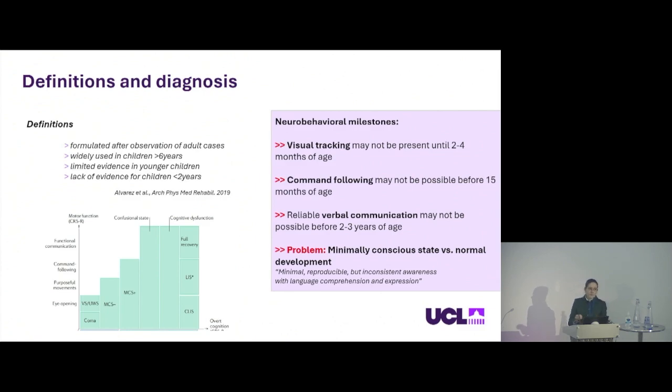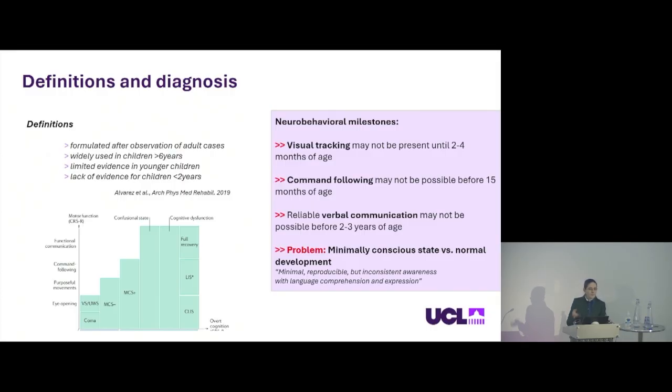But the problem is even deeper and goes to the very definition of certain states of the disorder of consciousness. And here I will just make one example to make my point. Let's think about a minimally conscious state. This is defined as a minimal, reproducible, but inconsistent awareness with language comprehension and expression. Now, what we observe in toddlers and children of 1, 2 years of age is actually a minimally reproducible and minimally inconsistent language understanding and expression and communication with adults.